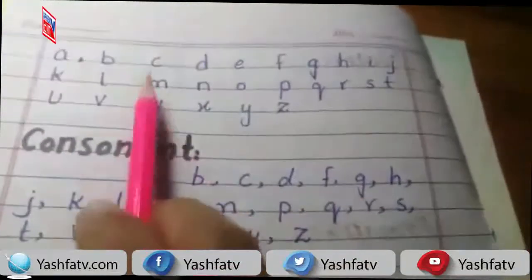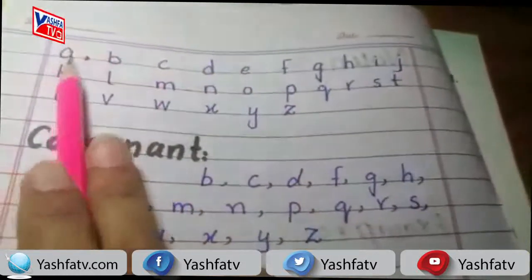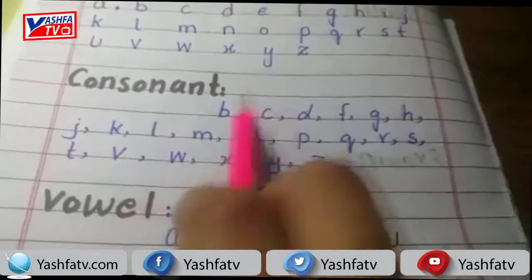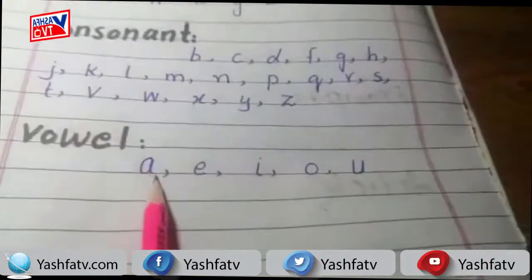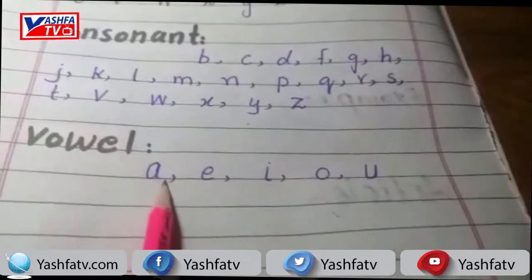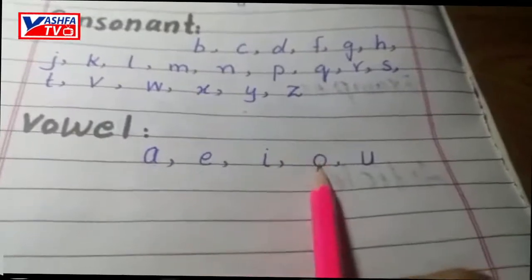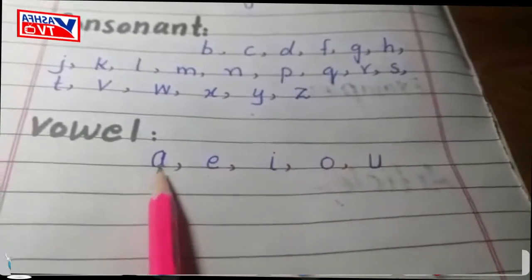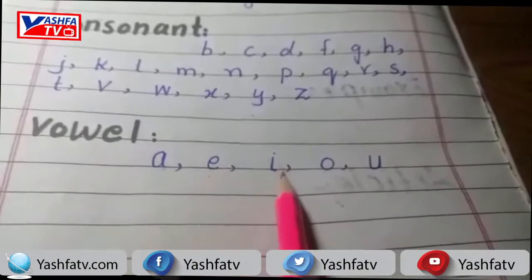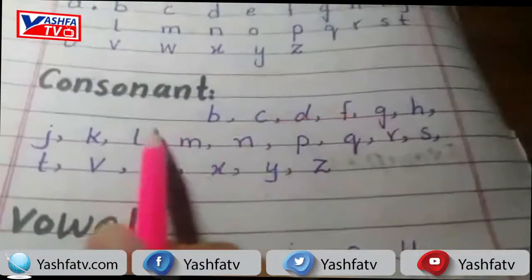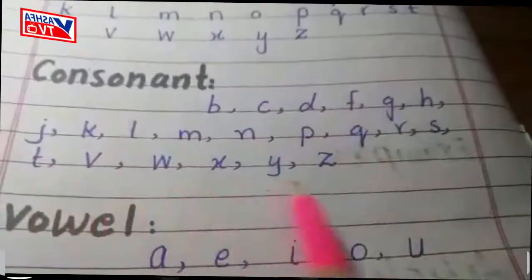So we move to the next, consonant. Here I write the alphabets from A to Z, and I separate the consonants and vowels. There are 5 vowels: A, E, I, O, U, and the rest of the letters are the consonants.